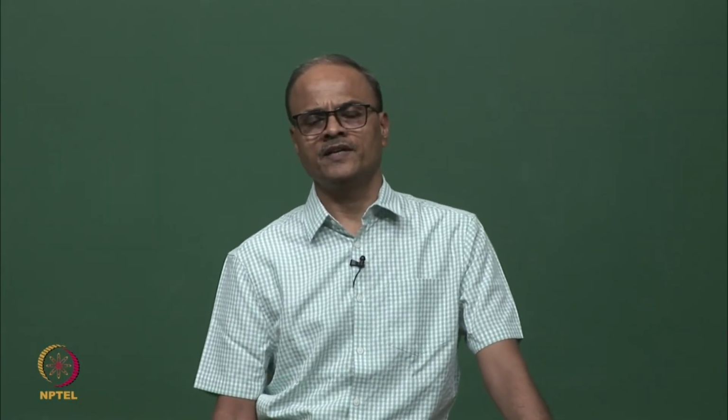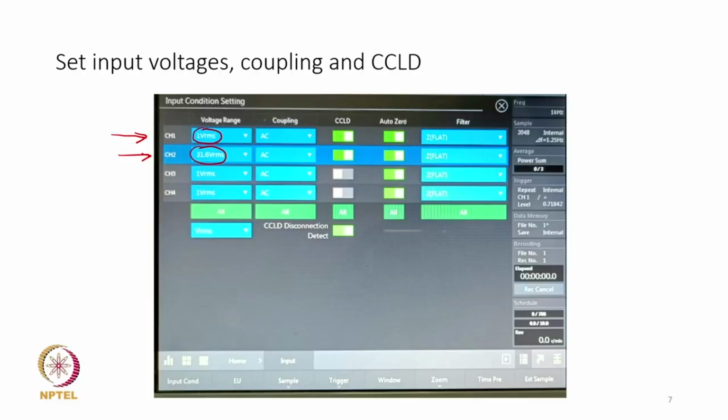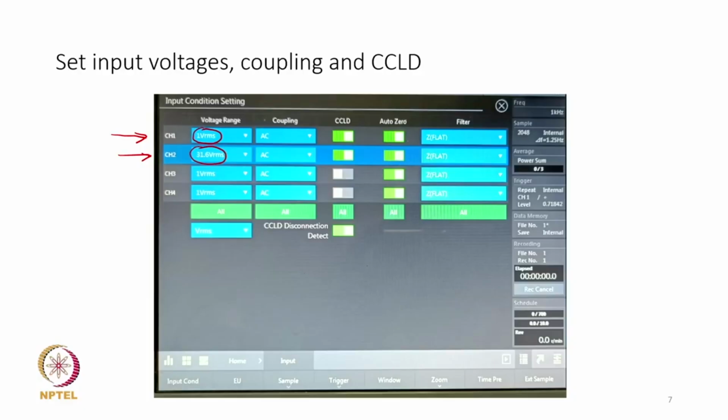In addition, we need to decide what kind of coupling is required. There are two options, AC coupling and DC coupling. DC coupling allows a measurement of the DC components in the signal also. But if the DC component is large, it would unnecessarily load those channels, and therefore we go for AC coupling, because that removes the DC component and then the signal is measured and analyzed. You can see we have chosen AC coupling for both channels, and we also need to set the CCLD setting on, right. You can see CCLD is set on for both channels.